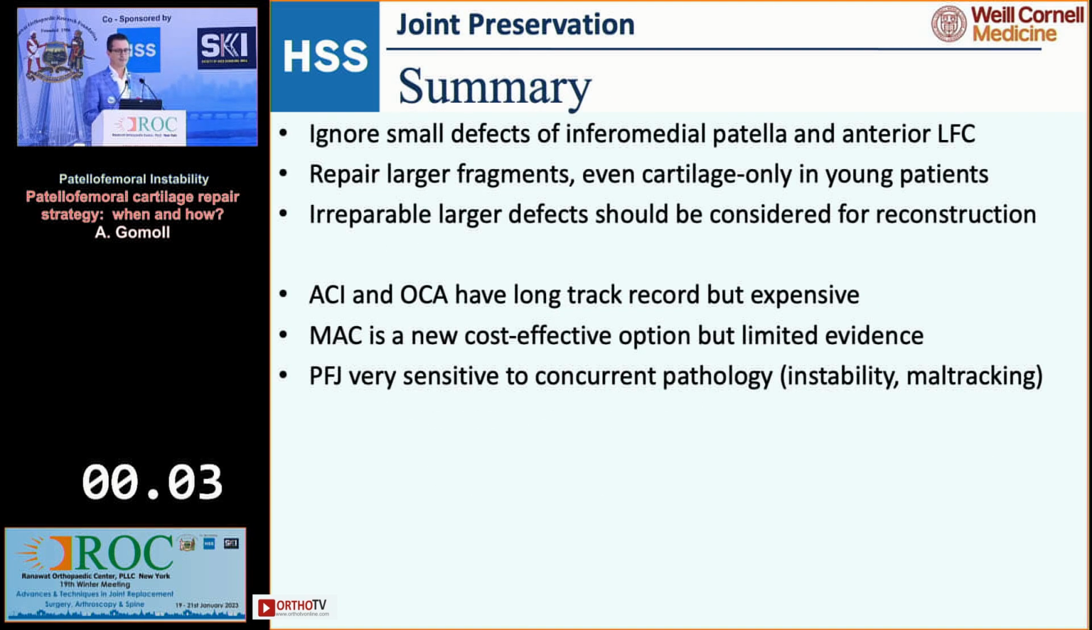So the small defects, inframedial patella, very anterior lateral femoral condyle, can be ignored. Large fragments should be repaired if you can. Reconstruct if it's a large defect and you can't repair.